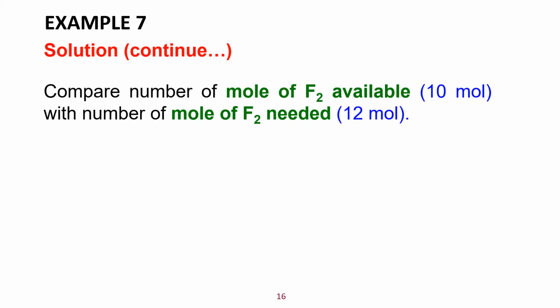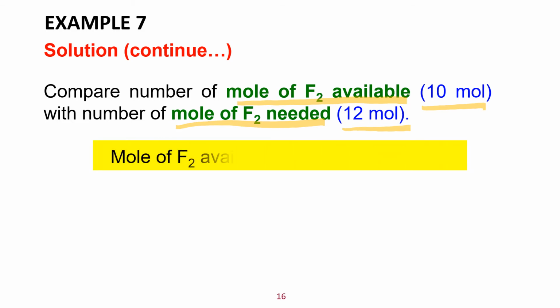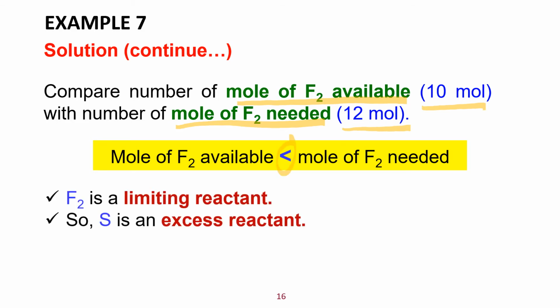To determine the limiting reactant, we need to compare the number of moles of fluorine available with the number of moles of fluorine needed. From the calculation, we obtained the number of moles of fluorine needed, which equals 12 moles, while the number of moles of fluorine available is only 10 moles. Since the number of moles of fluorine available is less than the number of moles of fluorine needed, fluorine is the limiting reactant, while sulfur is the excess reactant.